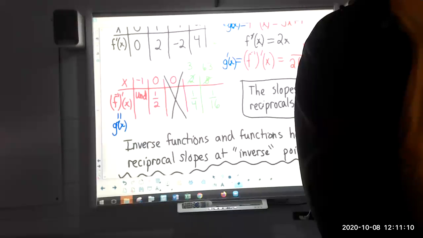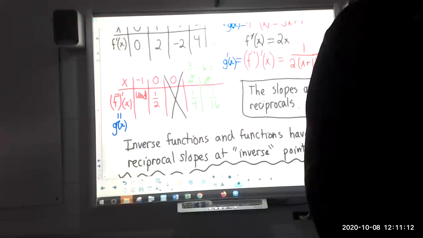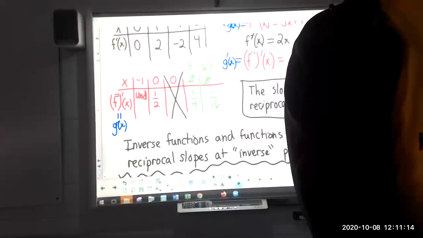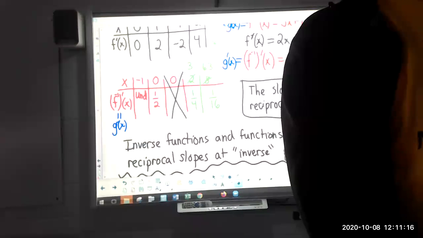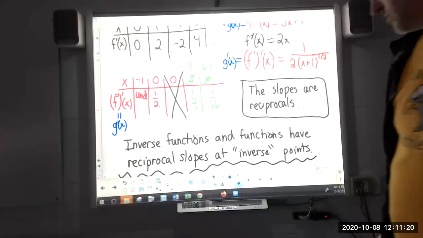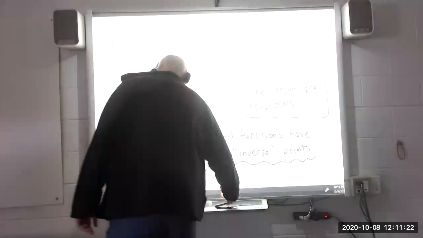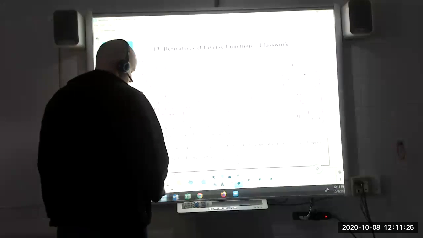Okay, this will be based on the handout that you had already. And then we're going to go back to the Desmos. So the handout I had you open up is this one.